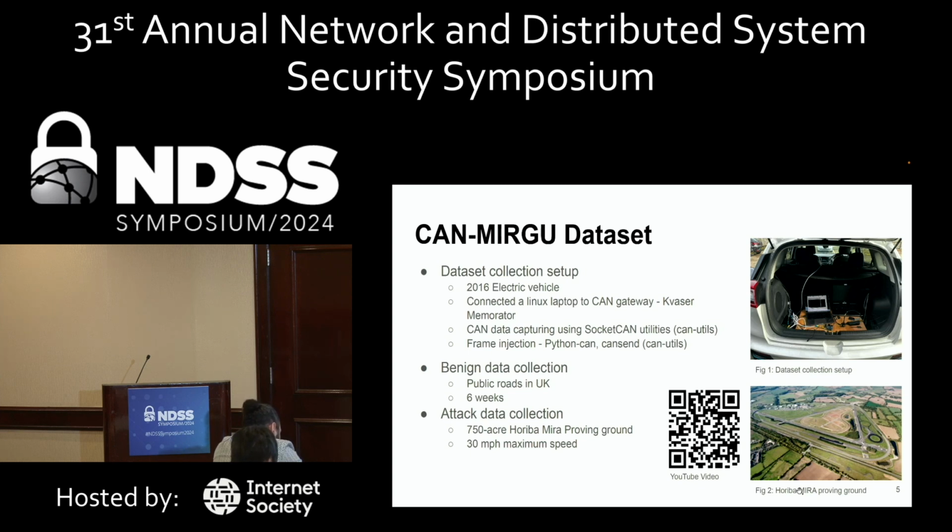During attack data collection, due to the risks associated with injection attacks, the vehicle operated at a maximum speed of 30 miles per hour on the proving ground of Horiba MIRA. The image on this slide shows the 750-acre proving ground utilized for those experiments. For those interested in viewing this attack experiment, we have uploaded a video to YouTube. You can access this video through this QR code or the link available in our paper.